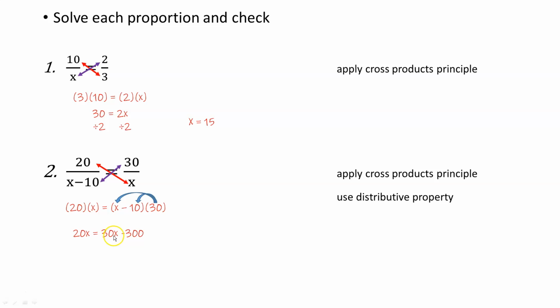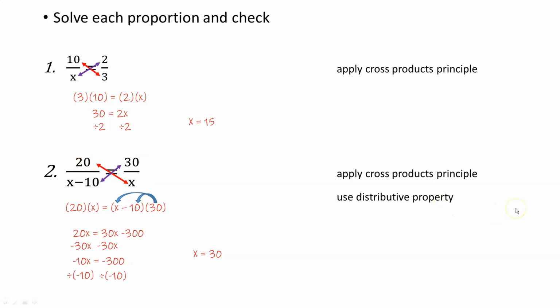Okay, it's a multi-step equation. We're going to need to subtract 30x from both sides. And we get negative 10x equals negative 300. Then we're going to divide both sides by negative 10. And we get x equals 30. So 20 over 30 minus 10. 30 minus 10 is 20. So 20 over 20 equals 30 over 30.